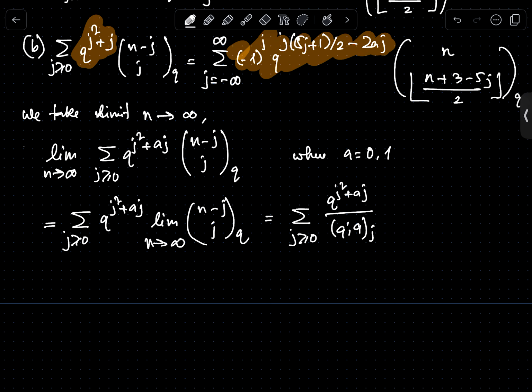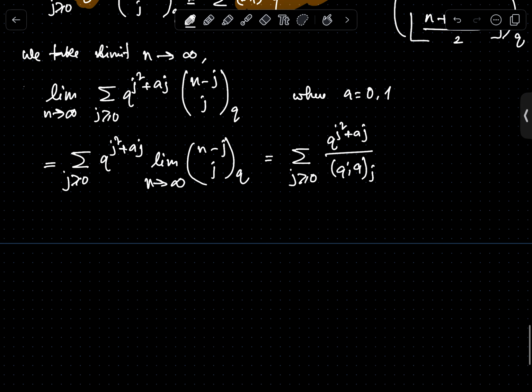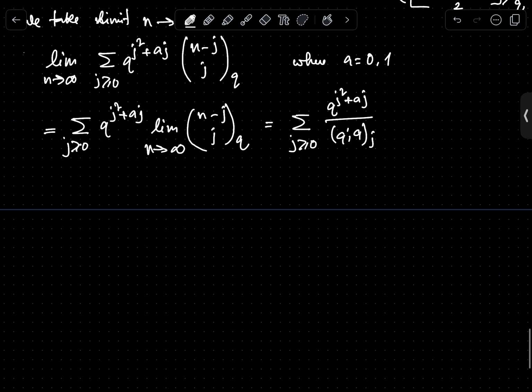So we hope that if you take the limit as n goes to infinity for the right-hand side, it should give us the product side of the Rogers-Ramanujan identity. And that is true. So let me take the limit. Okay. So again, we can write this together.